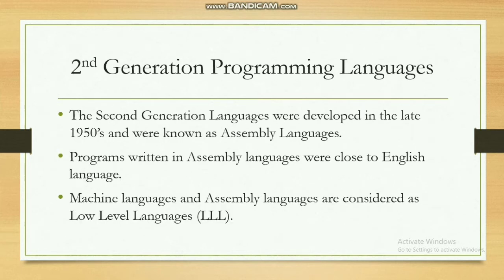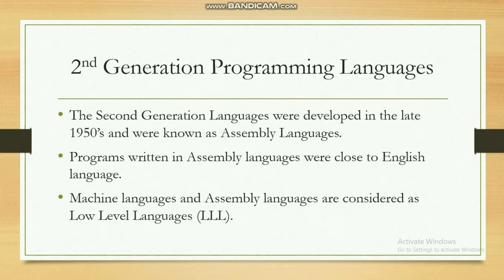The second generation computer programming languages were developed in the late 1950s and were also known as assembly languages, and the programs written in assembly language were very close to English. The machine language and the assembly language are considered low-level languages. Low-level languages and high-level languages are there, and most of the languages which we use today are high-level languages.